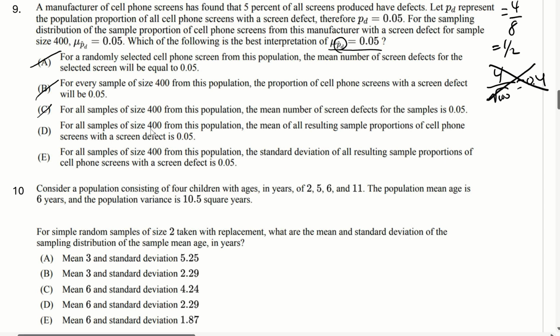For all samples of size 400 from this population, the mean of all resulting sample proportions of cell phone screens with a screen defect is 0.05. That's what we're looking for. The mean of all sample proportions, in other words, mu of p hat, with a screen defect. So this is the answer.